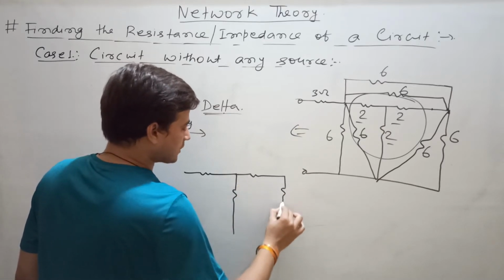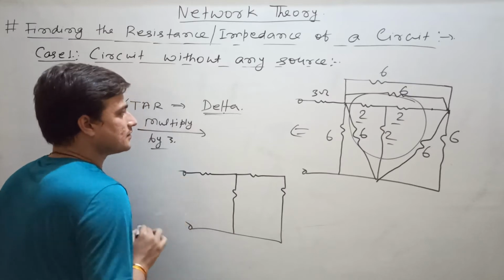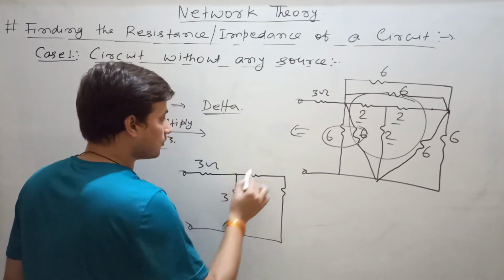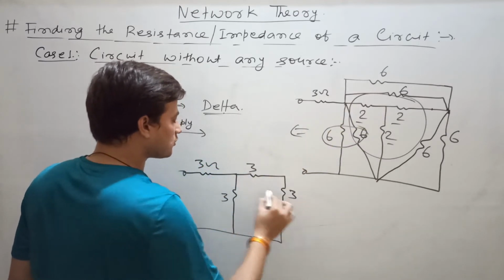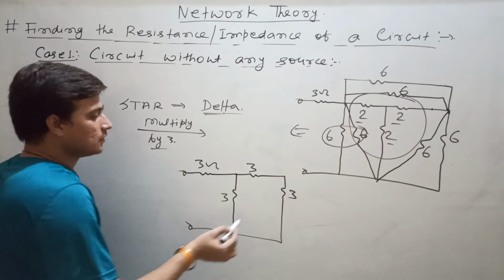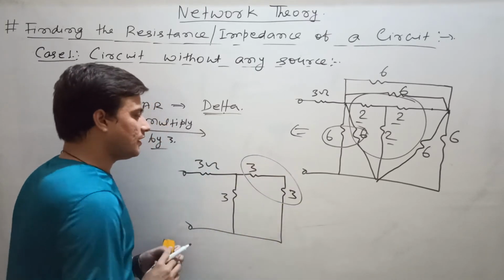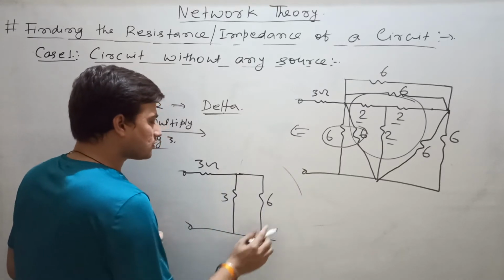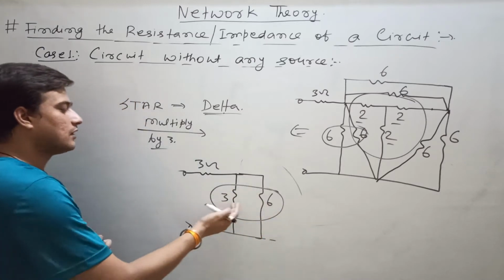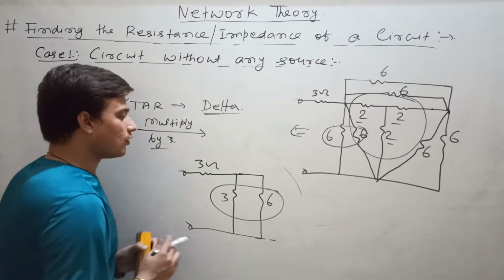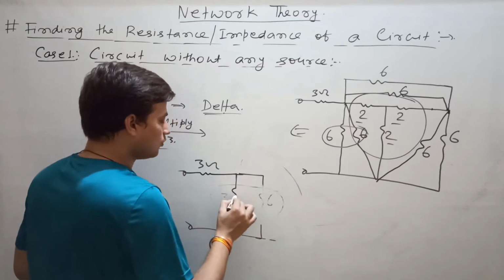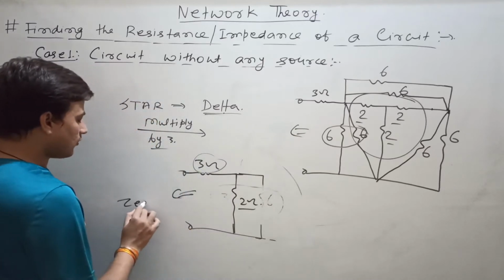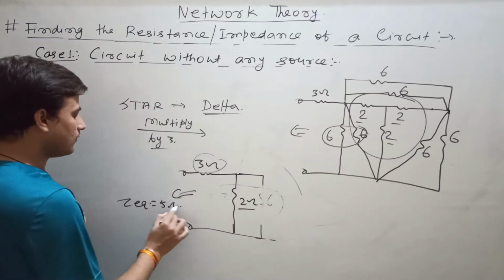You will have this type of circuit present in the system. This is 3 ohm. Now 6 and 6, these two are connected in parallel, giving 3 ohm. Here also it will be 3 ohm, and here also it will be 3 ohm. Now you see that 3 plus 3 are connected in series, so you can replace this by a single resistance of 6 ohm. Now 6 and 3 are connected in parallel. The equivalent of 6 and 3 will be 2 ohm. So if it is 2 ohm and this is 3 ohm, the Z equivalent will be equal to 5 ohm.